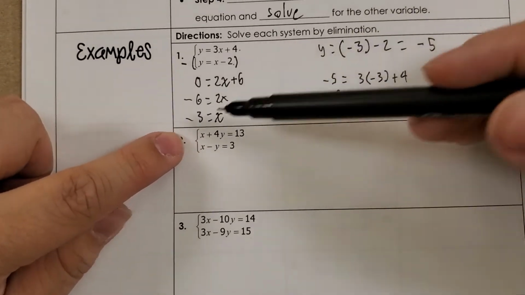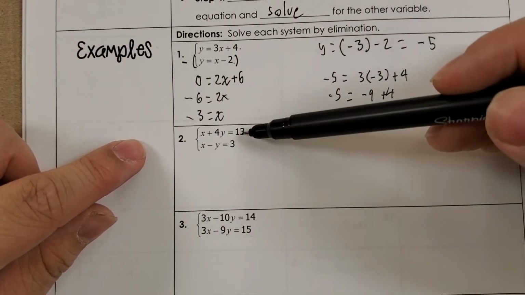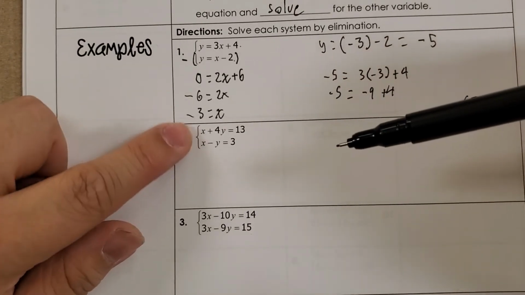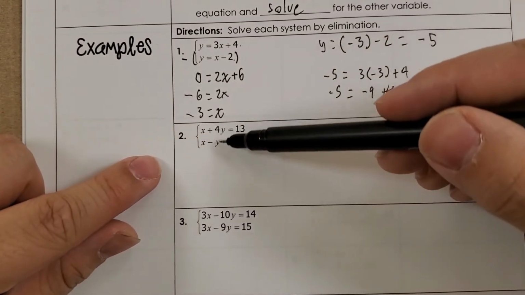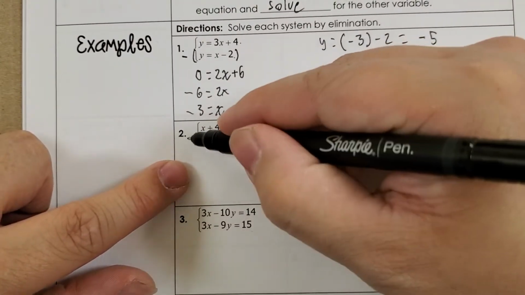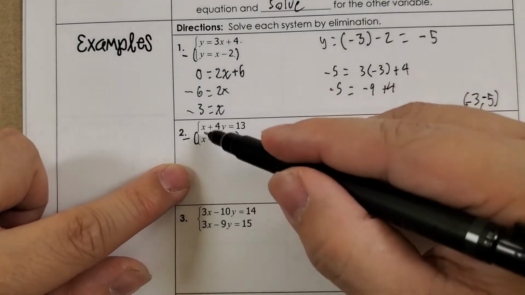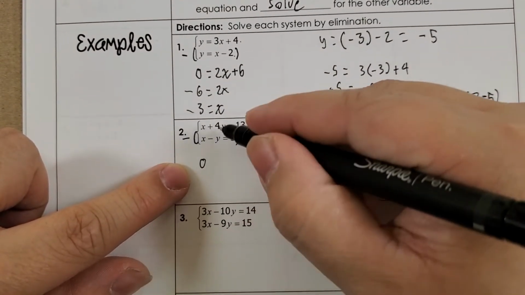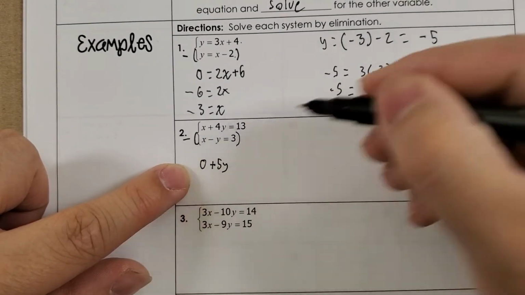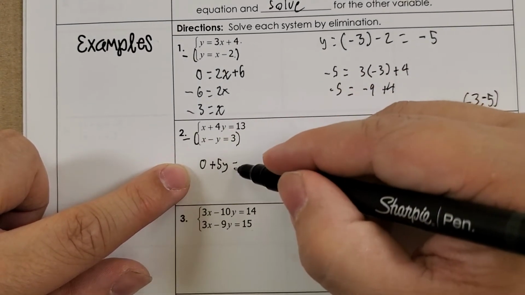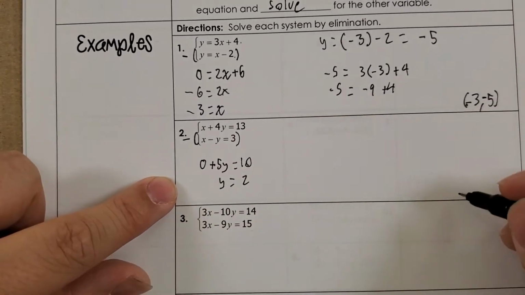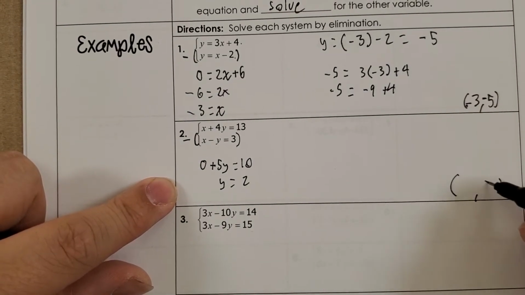So again, we want to make sure the x's are lined up, the y's are lined up, the constants are lined up. We're going to just pick the one where they are basically identical, so x and x. We're not going to try and get rid of the y's. And again, we are going to subtract the bottom one. So x minus x is 0. 4 minus negative 1, you have positive 5y. And then 13 minus 3 is 10, so then y should equal 2.